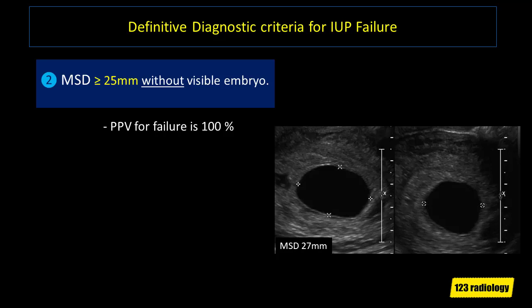As you can see on this image, the mean sac diameter is about 27 millimeters, with no visible embryo within the gestational sac. This indicates definitive early pregnancy failure.